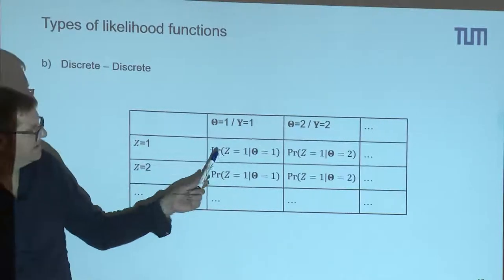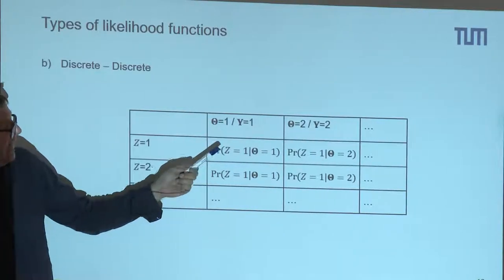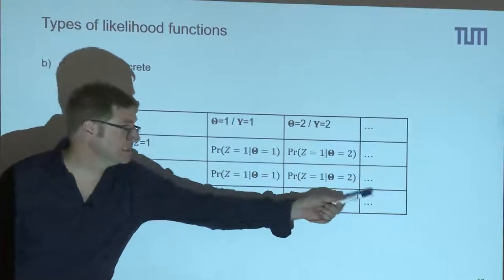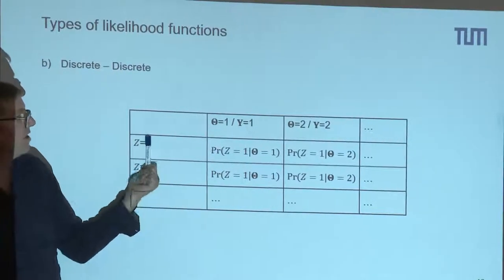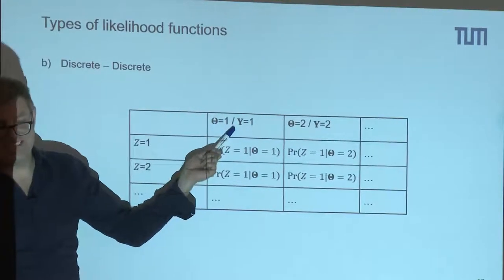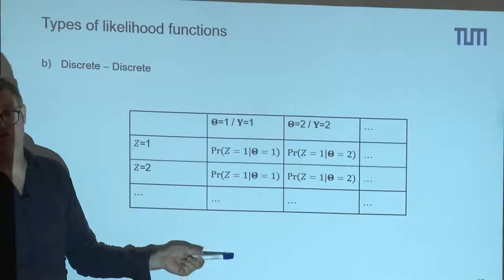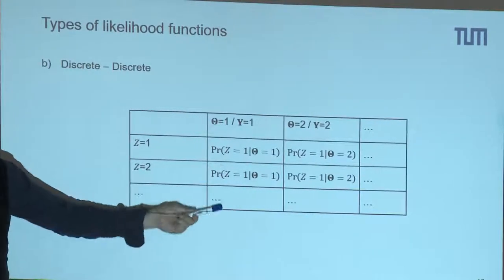So basically, it's the probability of being correct, which is always the probability of these diagonal things. The probability of observing Z equal 1 when theta is actually equal 1. And then we have the off diagonals, which indicate different degrees of being wrong.